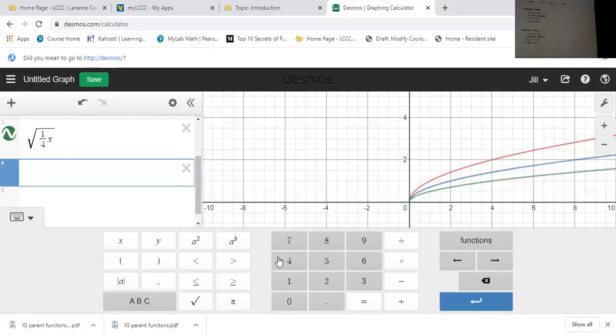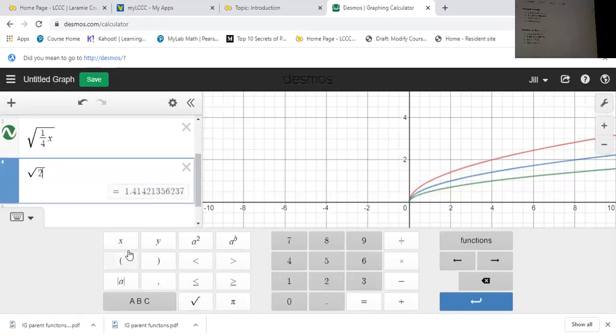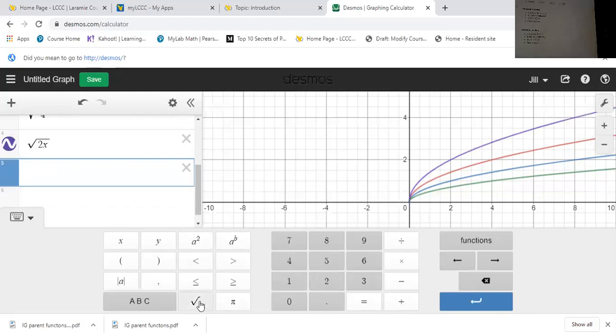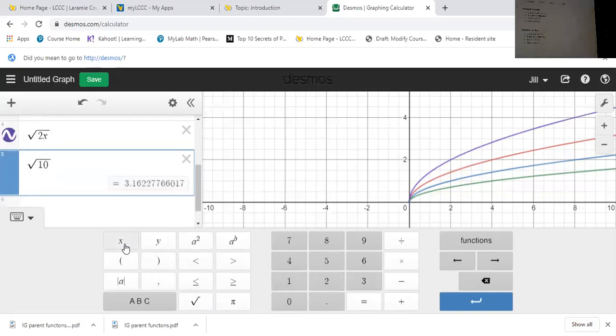Now inside here I have, let's say, 2, a whole number greater than 1. You see here, red is the original parent function. We're going to get closer and closer. Let's do something like square root of 10x. Let's see what that looks like. It just gets closer and closer. And that's a horizontal shrink.